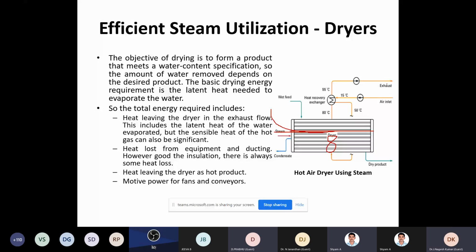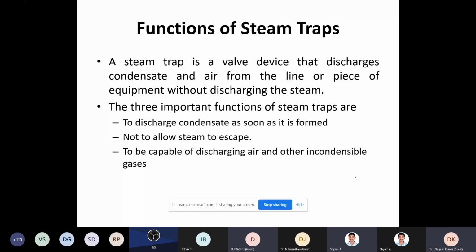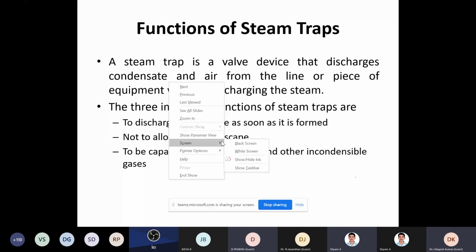There are different applications of steam. And as we have seen, there are these devices called steam traps in the system. What is the function of a steam trap? So one, to discharge the condensate as soon as it is formed. Discharge condensate as soon as it is formed.